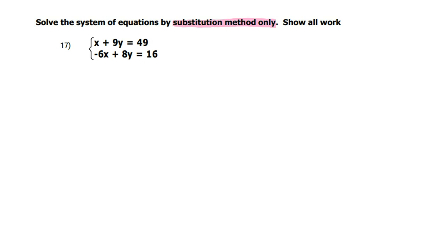Okay, two equations with two unknowns, so 2 times 2, there's 4 different ways you could solve this. But the easiest way to work this problem would be to start with equation number 1 and solve that for x, because all I have to do is subtract the 9y. X doesn't have a coefficient.